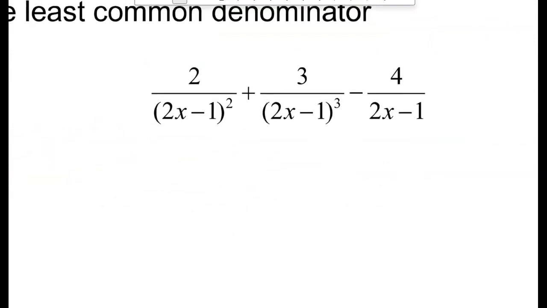I got 2 times the quantity 2x minus 1 squared over 2x minus 1 squared, plus 3 over the quantity 2x minus 1 cubed, minus 4 times the quantity 2x minus 1. Now I'm just going to get in the habit of putting this here because I think that will help you guys visualize this a little bit more. I want to know my least common denominator of this.